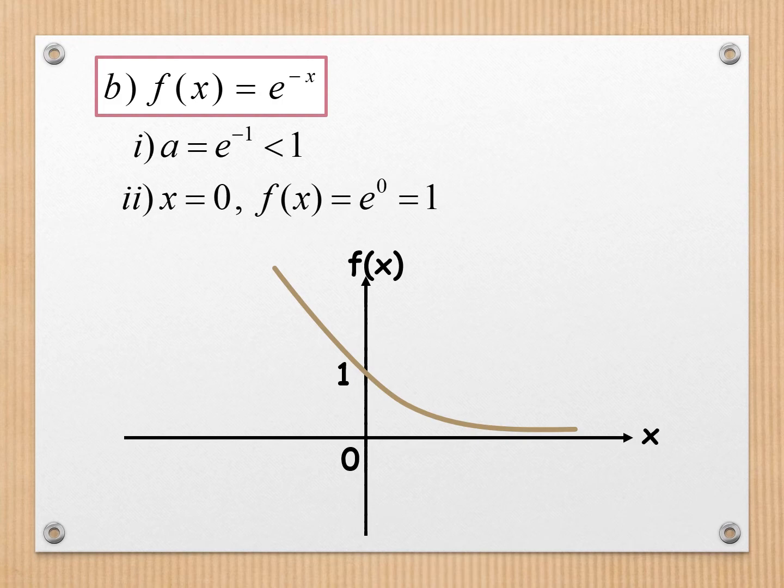Then from this graph, we notice that the domain of f is negative infinity to infinity. And then the range of f is open 0 to positive infinity.